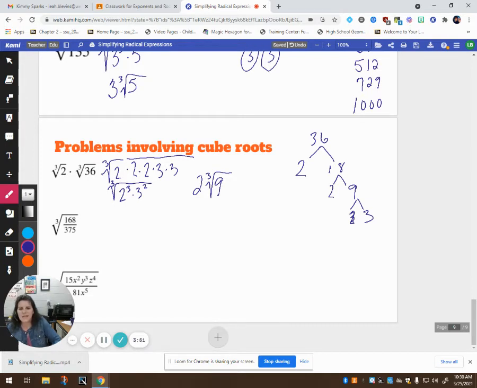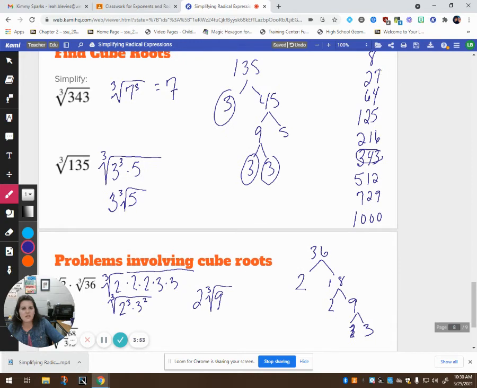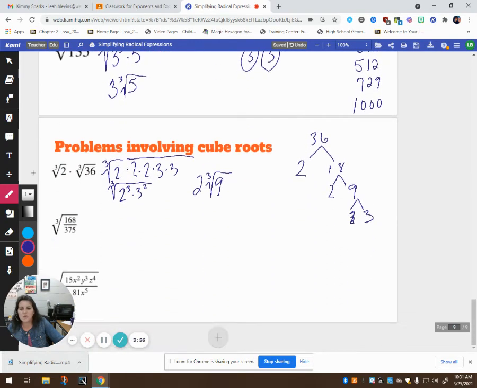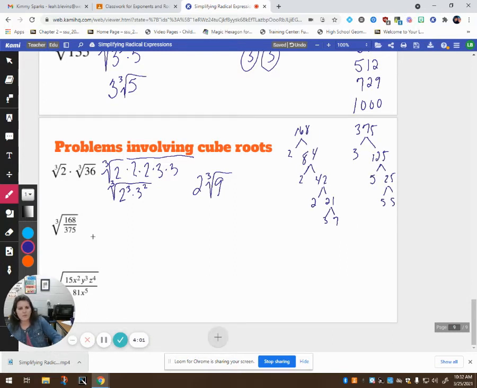Okay, let's do 168 over 375. I'm looking again, and none of those are perfect cubes, so we're going to break it apart and do the prime factorization. Okay, I have it broken down. I can see that there are 3 2's. 2 times 2 times 2 times 3 times 7 is 168. Since there are 3 of the 2's, I'm going to pull that outside of the cubed root, and I'm left with 3 times 7, which is 21. Okay, I broke down 375. Look how many 5's I have: 1, 2, 3. I'm taking the cubed root, so I'm going to pull that 5 out, and I'm left with the cubed root of 3.